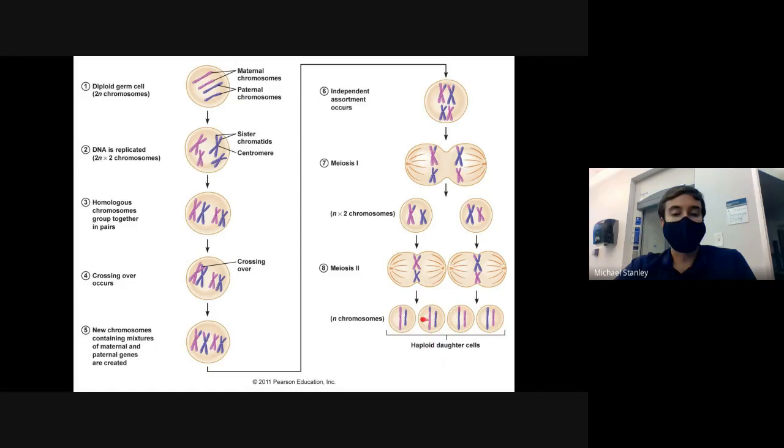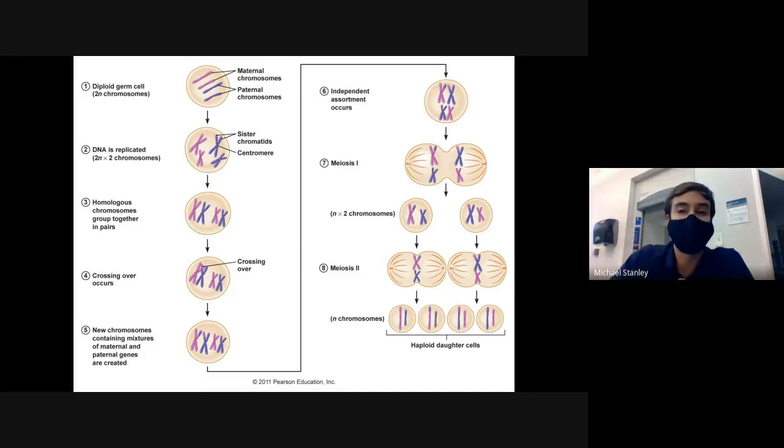So meiosis is all about making those haploid cells. That is the main goal. It's happening inside of our gametes where we're making the sperm and the eggs. And that's why those ones are the only haploid cells in your body.